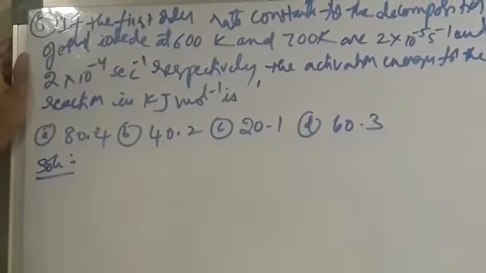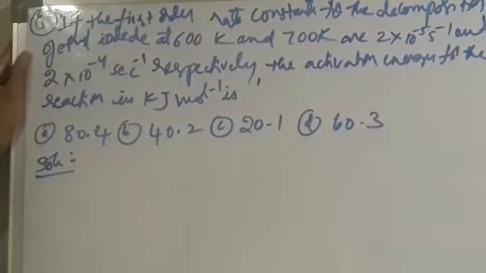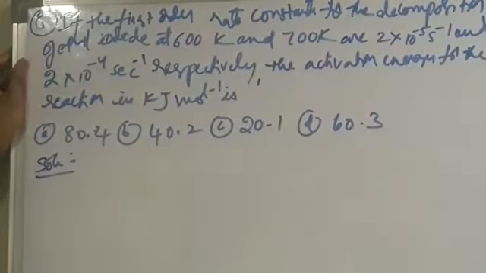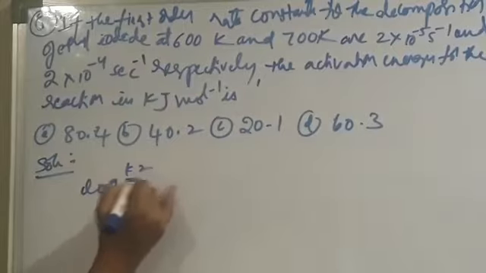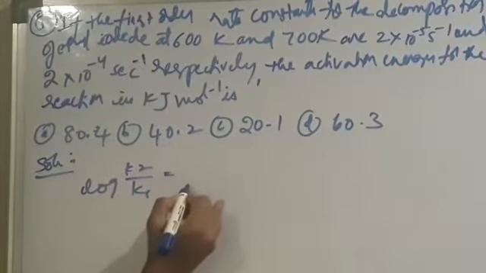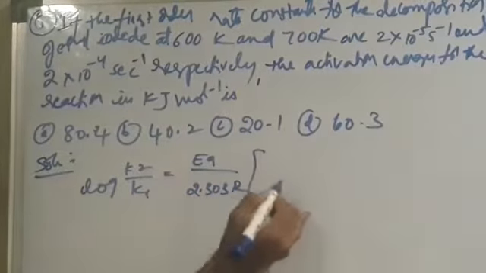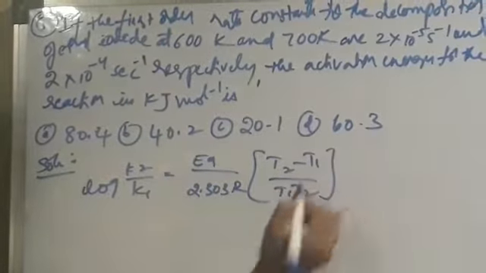Next, if the first order rate constants for the decomposition of ethyl iodide at 600 Kelvin and 700 Kelvin are 2 into 10 to the power of minus 5 second inverse and 2 into 10 to the power of minus 4 second inverse respectively, the activation energy for the reaction in kilojoules per mole is? And here the formula is log K2 by K1 is equal to Ea by 2.303 R into T2 minus T1 by T1 into T2.